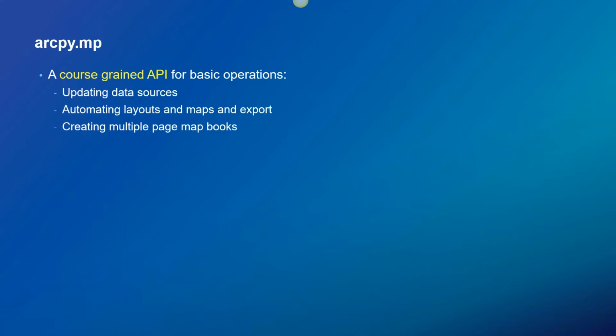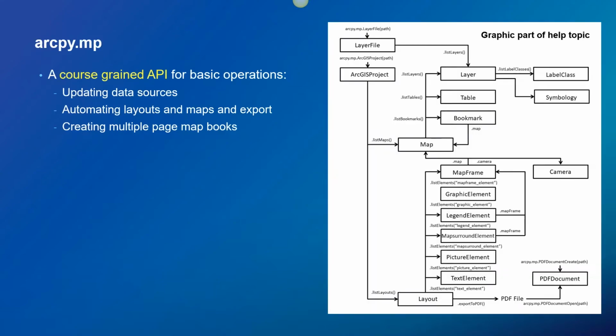For example, you may want to update data sources in layer files or in projects. You may want to automate the components of a layout, or get to layers in a map and change extents or export to PDF. ArcPy.mp offers some capabilities that aren't even available inside of the core user interface, and one example of that is to be able to create true multi-page map books. I don't mean just a map series, but map books.